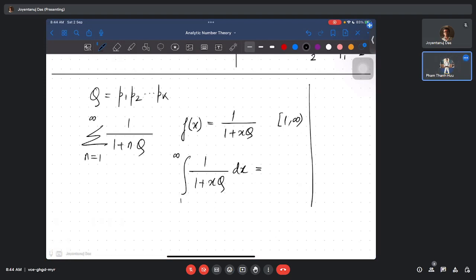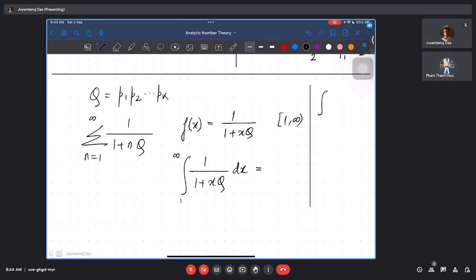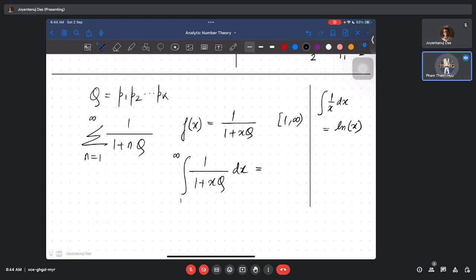So what is this integration? Just 1 by x dx. We will extend to that, but just 1 by x dx. What is this integration? No, this is log x, right? Yeah, log. So this will be log x.